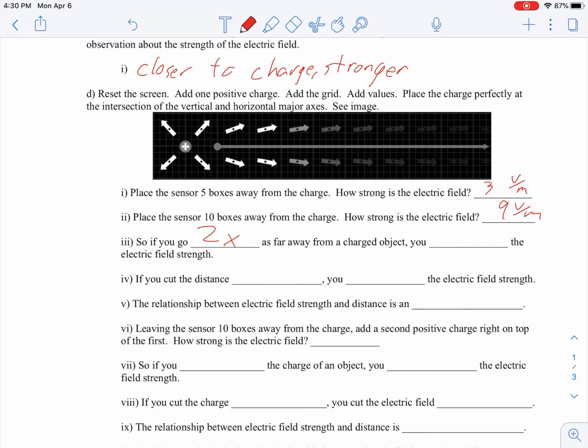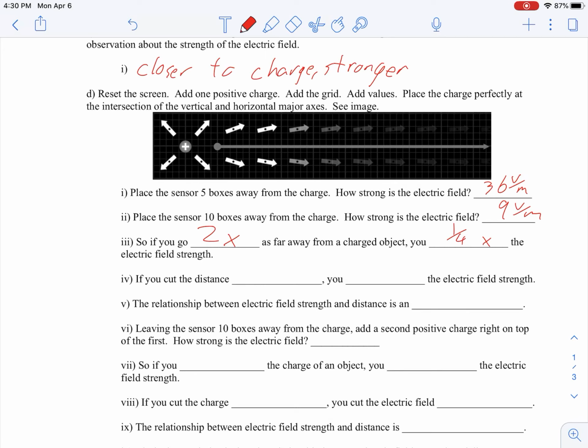Let's fudge these numbers a little bit. Let's say it wasn't 35. Let's say it was exactly 36. A little easier to see. So let's see. When we doubled the distance, we went from 5 boxes to 10. We got 1/4 the electric field strength. So you quarter the electric field strength.